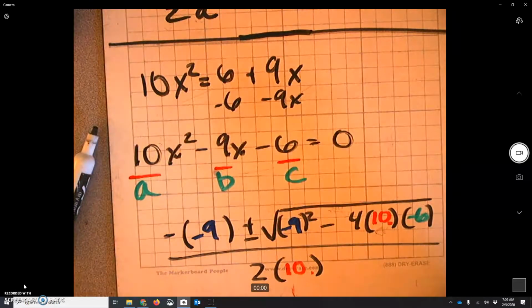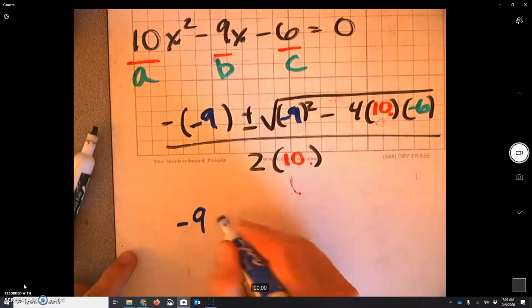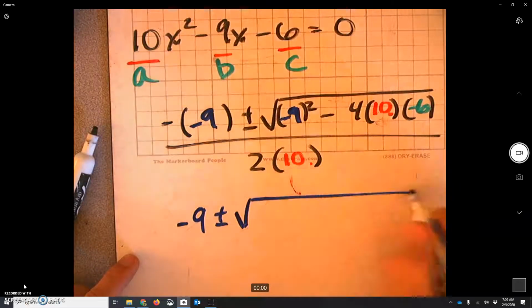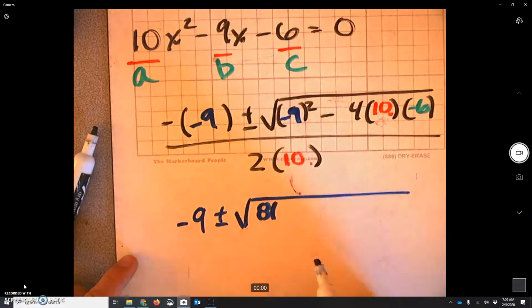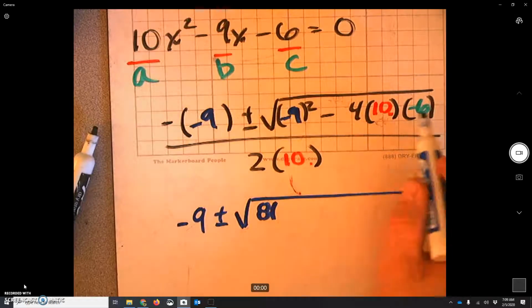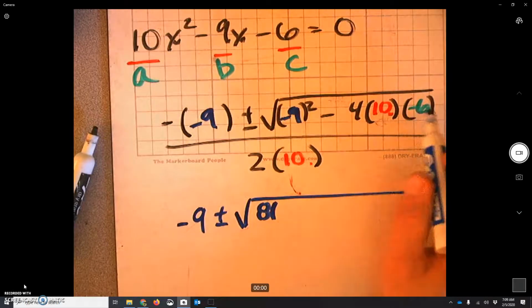Now evaluate where you can, step by step. So negative turns this into a positive, so we get positive 9, plus and minus. Plus and minus is where you get 2 zeros most often. -9 squared is positive 81. 4 times 6, you can do this in any order. So I'm going to do 4 times 6 is 24, and then 24 times 10 is 240.